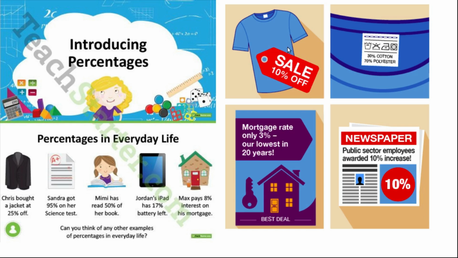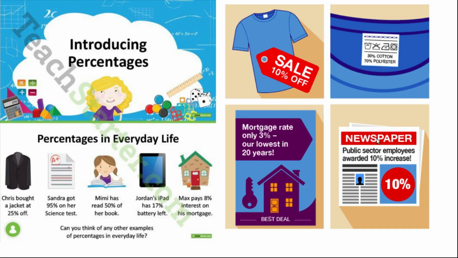In our first video we went through this one, 10% off on a sale in shopping malls. You might have seen it. And then on clothes you might have seen that 30% is cotton and 70% is polyester. That is, out of the total material, 30% of the material is cotton and 70% of the material is polyester.